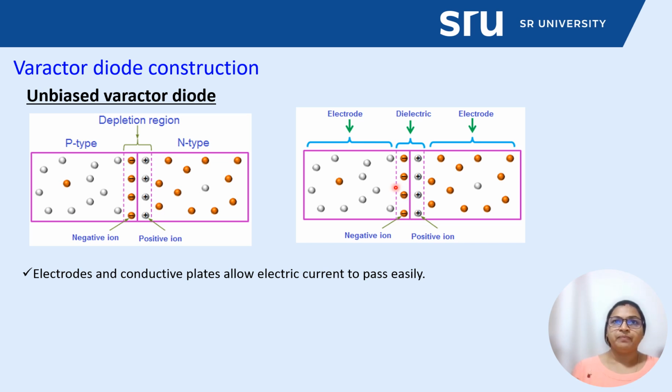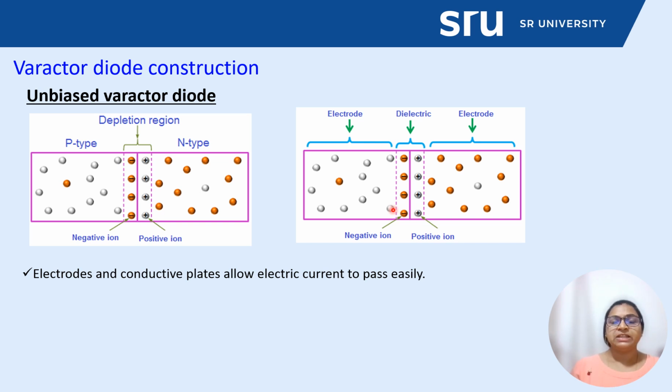During this process, some neutral atoms near the junction on the N side lose electrons and become positively charged atoms, or we can say positive ions. Similarly, some neutral atoms near the junction on the p side gain extra electrons and become negatively charged atoms, that is, negative ions. These positive and negative ions created at the p-n junction are nothing but the depletion region. This depletion region prevents further current flow across the p-n junction.